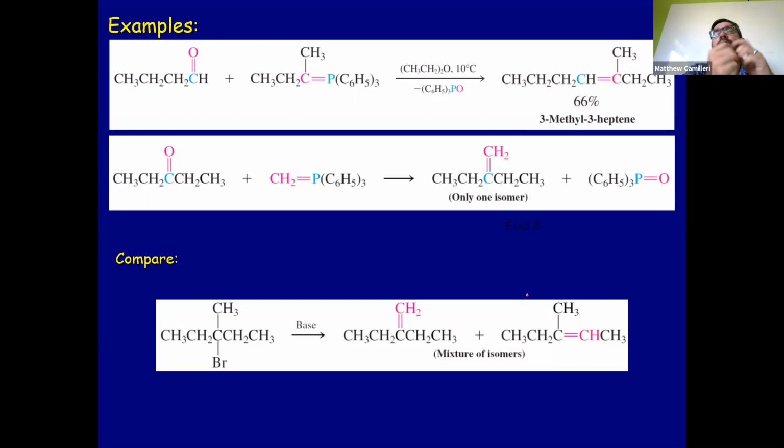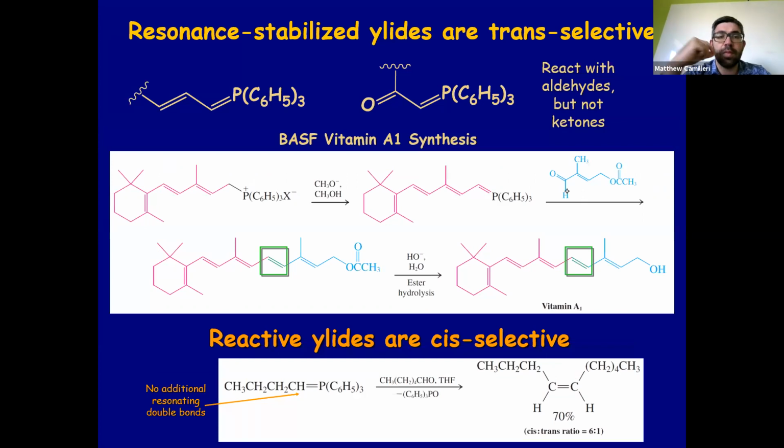The only problem is that the phosphorus salt, once you use it, needs to be thrown away because at this point it has no other uses. If you have resonance stabilized ylides, these would be trans-selective. What does trans-selective mean? If you have a choice of preparing either a trans or a cis alkene, it will be trans.